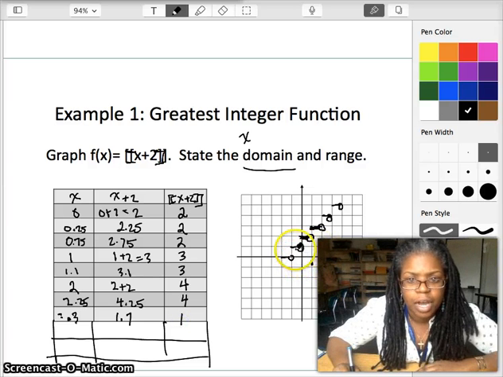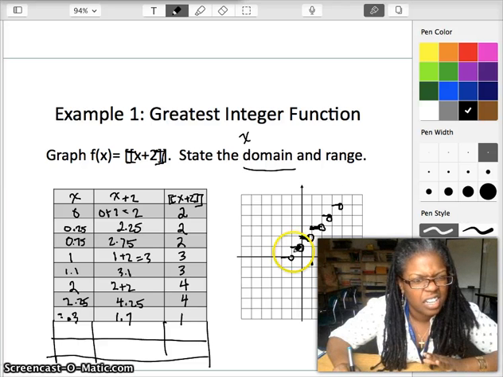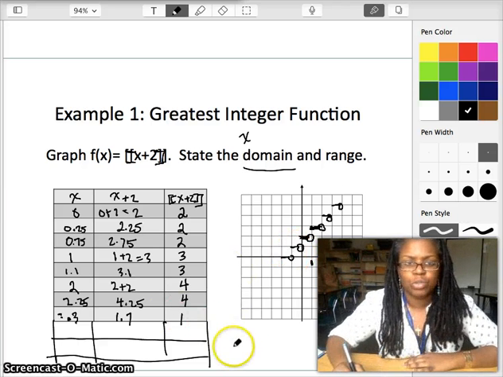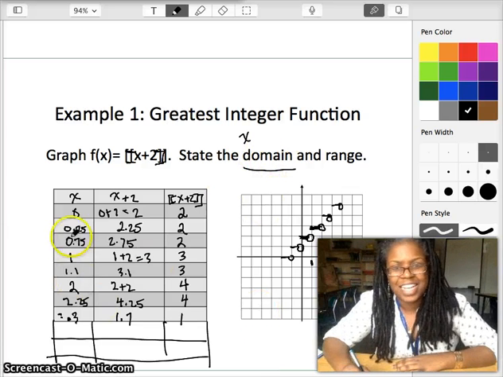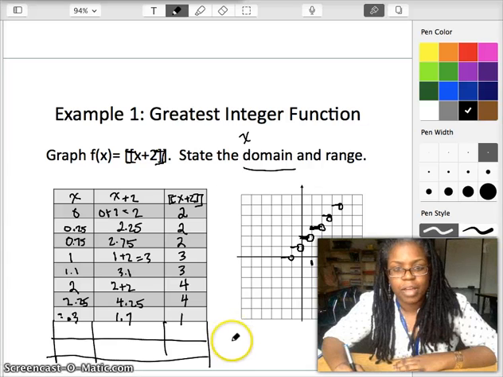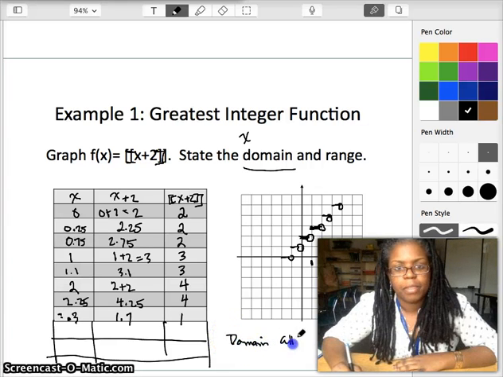So let's go over here to the graph. Negative 0.3 is up at 1. Get it? I hope this is making sense. All right. I don't want to beat a dead horse. That's horrible. So the domain looks like I can put any old number in here. So my domain is going to be all real numbers.